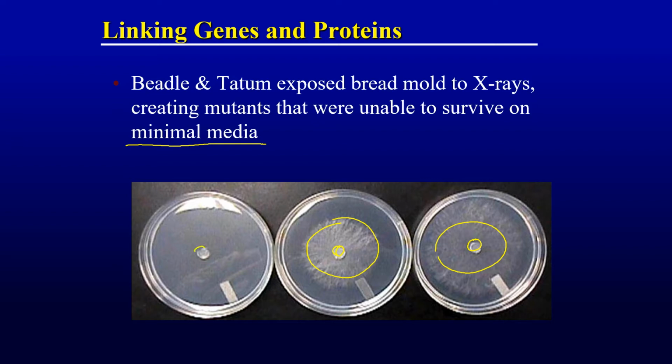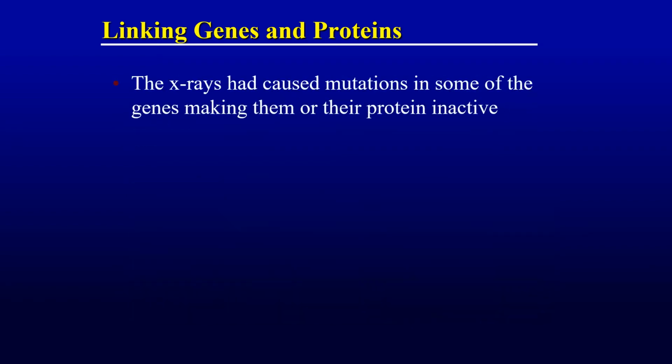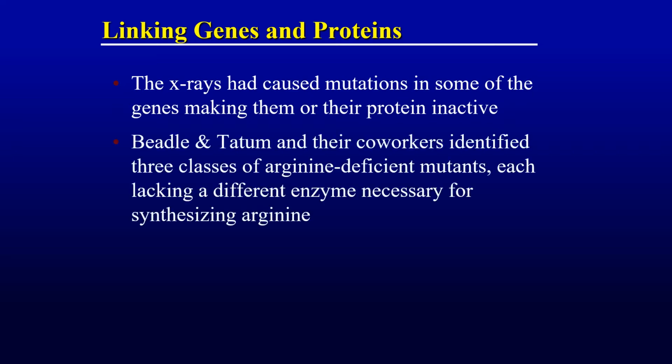Over here, on the other hand, we've got a mutant. And so on that little plug, a strain of the fungus was placed, and there's some deficiency somewhere. Some of the genes don't work, so some of the enzymes don't work, and it's unable to make some key amino acids. So that's what Beadle and Tatum wanted to find. So the X-rays then cause mutations in some of the genes, and that would make either the genes completely inactive, or it might mean that the genes might code for a defective protein which doesn't work properly.